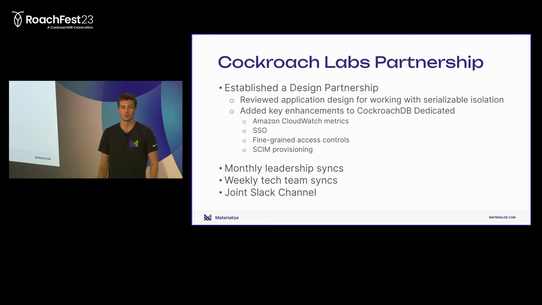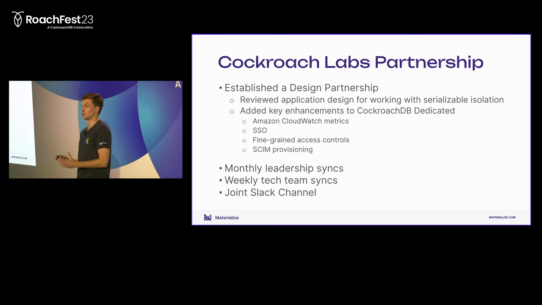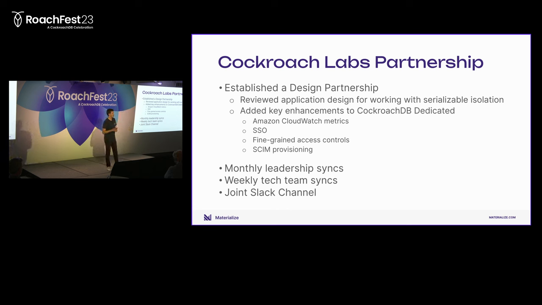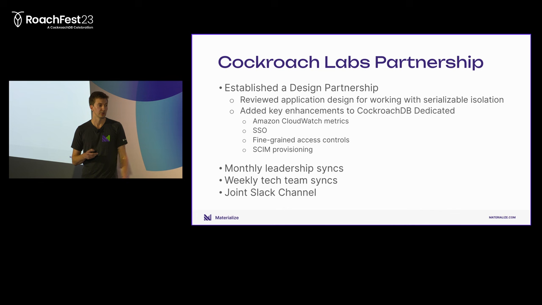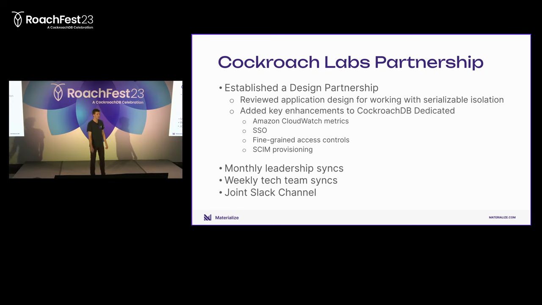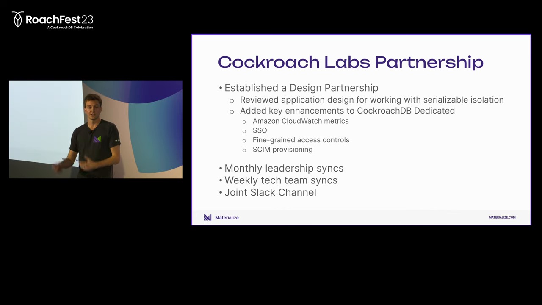During this evaluation phase, when we started working with Cockroach and chose them, it was great to build a relationship with Cockroach Labs themselves. We established a design partnership, so as we're designing our whole system, we're making sure that what we thought Cockroach could do, they could actually do. That way, both sides come away happy. We have a product we know works, and they have a happy customer. What's great is that they're very ready to receive feedback and act on it quickly. They added a number of features that we'd requested, Amazon CloudWatch metrics, SSO, among others. During this process, we also had monthly leadership check-ins and weekly tech syncs, just to make sure everyone's on the same page and that we are a happy customer, to which thumbs up, we are.